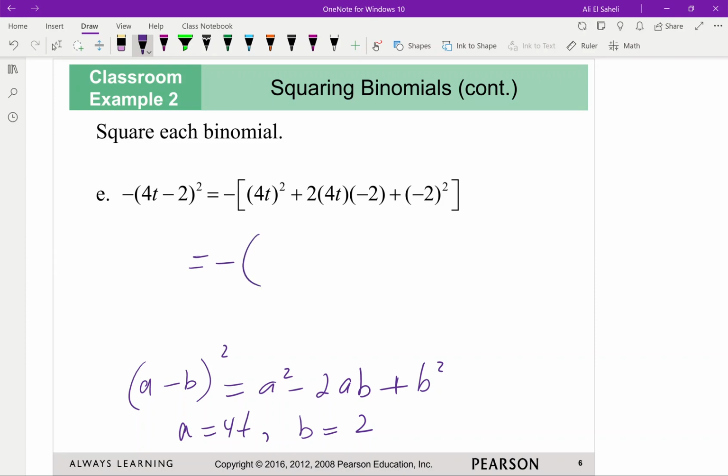Okay, so the answer is minus 4 squared t squared minus 2 times 2 is 4 times 4 is 16. We have the minus, and this is plus 4, and finally we bring in the minus sign. So minus 16t squared plus 16t, minus times minus is plus, minus 4.